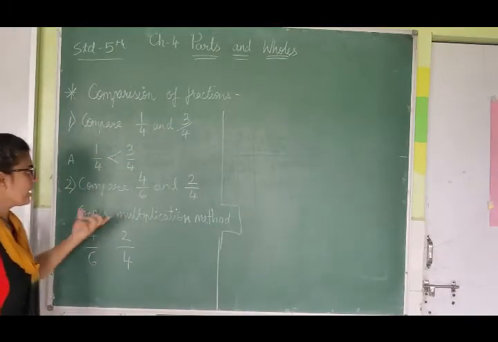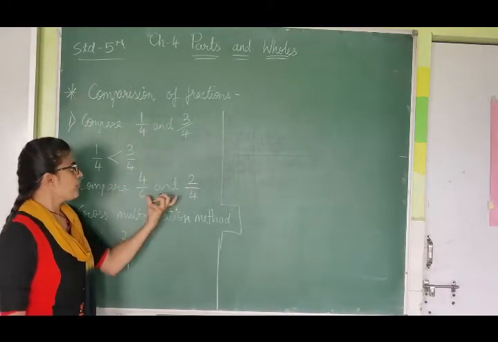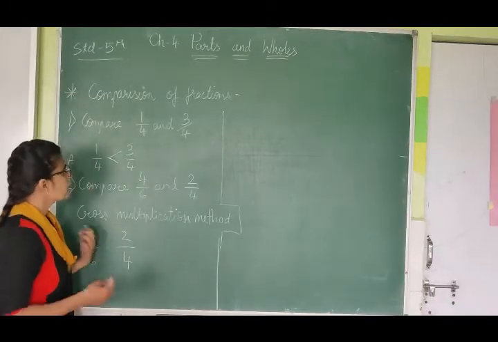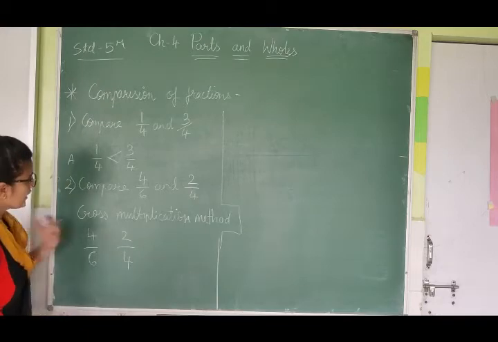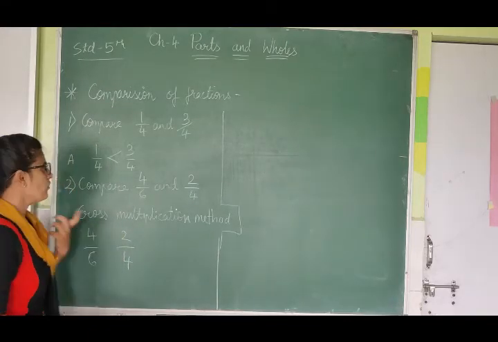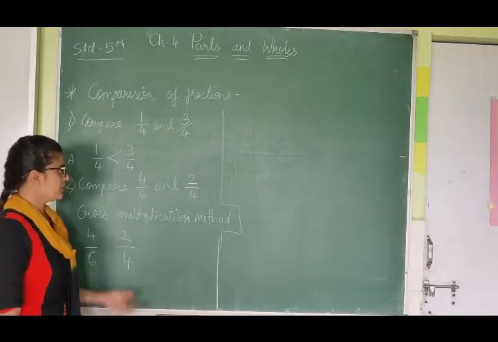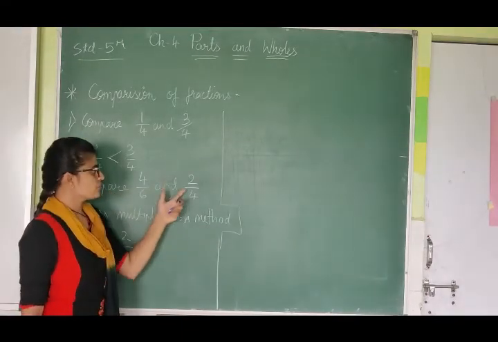Now what about when both the fractions given to you are not like fractions, or their denominators are not the same? Then what do we have to do? So simply we have to use the cross multiplication method. Compare 4 by 6 and 2 by 4.